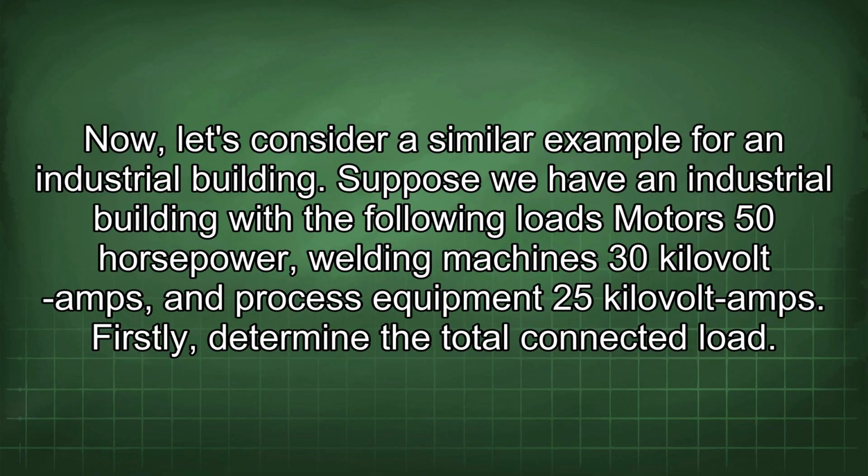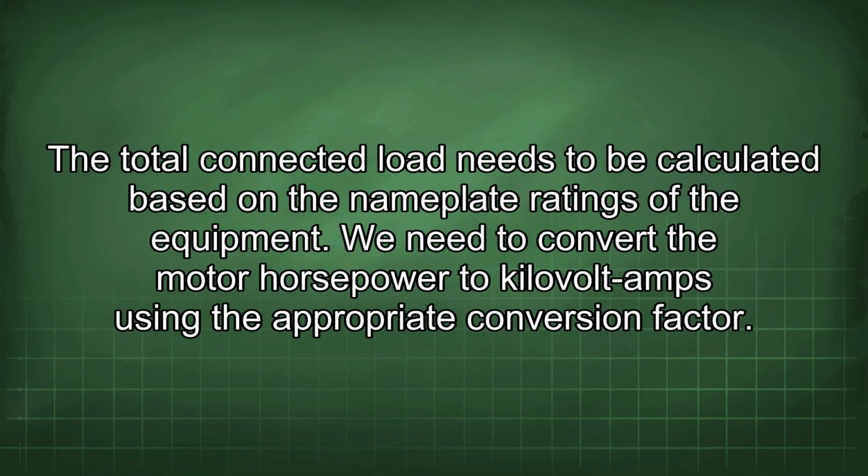Now, let's consider a similar example for an industrial building. Suppose we have an industrial building with the following loads: motors 50 horsepower, welding machines 30 kilovolt amps, and process equipment 25 kilovolt amps. Firstly, determine the total connected load. The total connected load needs to be calculated based on the nameplate ratings of the equipment.